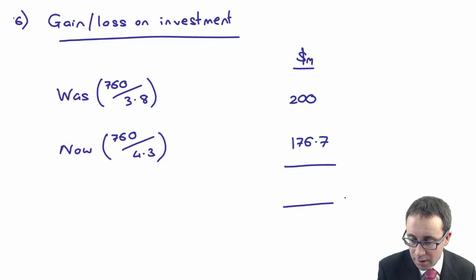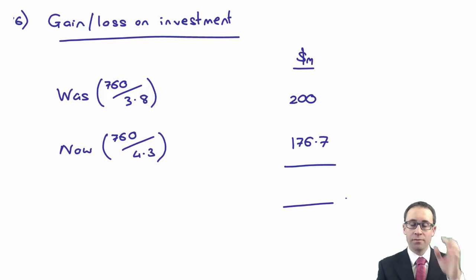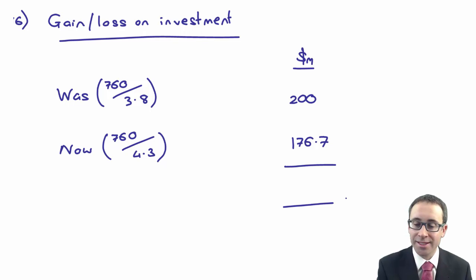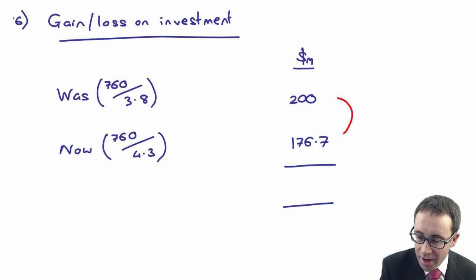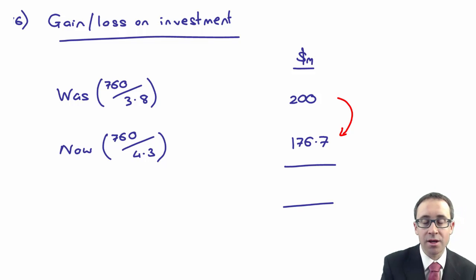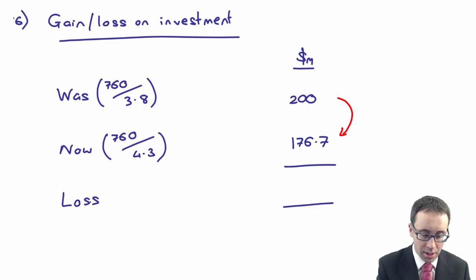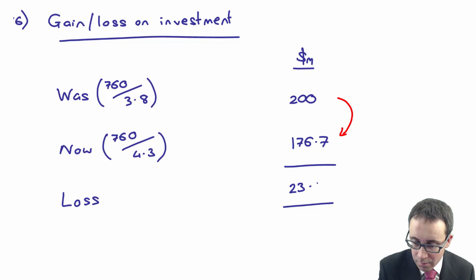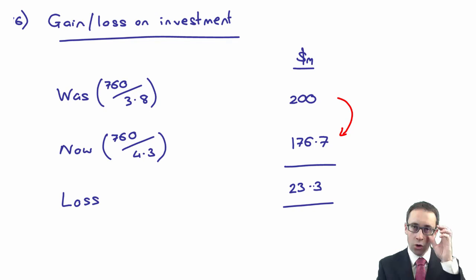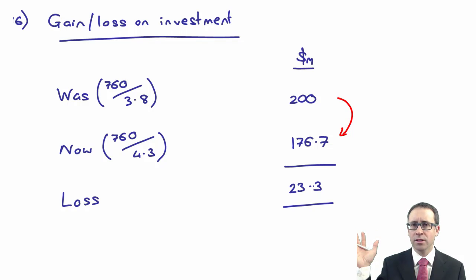That gives me 176.7. So the investment was $200 million, and it's now 176.7. So you have a reduction in your investment. If there is a reduction in an asset, then that is a loss, and that loss is 23.3. It's a shortcut, a bit of a cheat. There's a much longer-winded method of working everything out within the group retained earnings that you may see within the study text of your chosen tuition providers. But for now, this is all that you need to do.